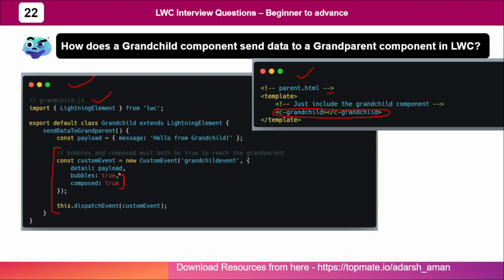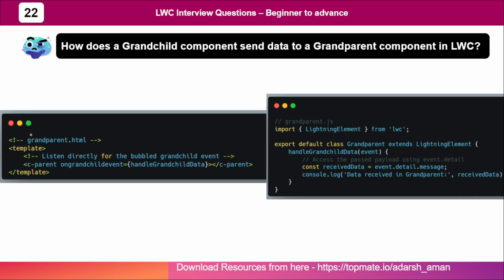If you have not set these two values, by default they are false. In that case the grandparent cannot listen to this event, so you must set both values as true and then it will go to the parent. In the parent you don't have to do anything on the JavaScript side, you just have to add the child component here. And next, this is the grandparent HTML and grandparent JS. On the grandparent you can see we have added the parent component here, right?